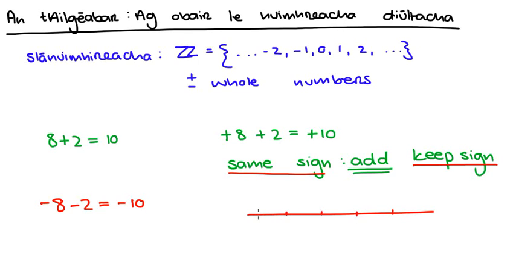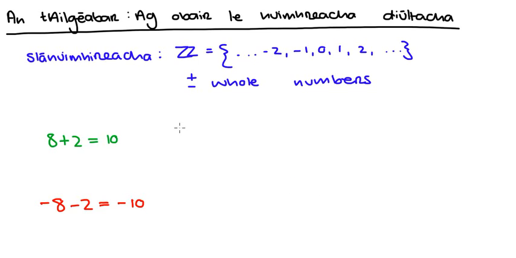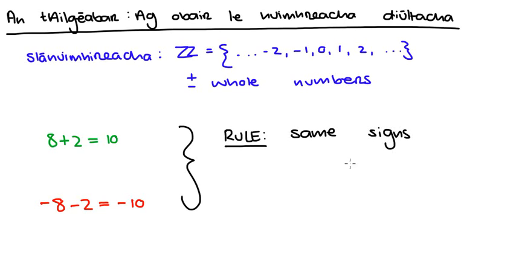So if we look at our number line again, if we're starting again at minus 8 and we're subtracting 2, this time we're moving 2 to the left and we end up at minus 10. So we don't always need to use the number line, but sometimes it can just help us to visualize what we're actually doing. So again, to generalize, the rule that we use is when we have the same sign, we add the numbers and we keep the sign.